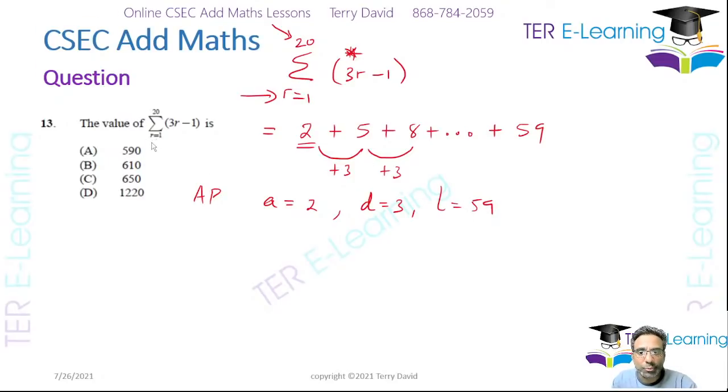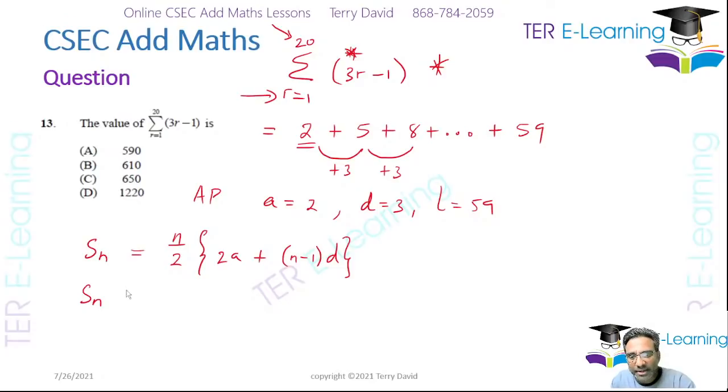So the question wants us to work out this whole summation. Remember, there's a formula to find the sum of the first n terms of an arithmetic progression. It's n over 2 into 2a plus n minus 1 multiplied by d. You can use that formula if you want. But I'm going to use a different formula, which is this. The sum of my first n terms is equal to n over 2 into a plus l, my first term and last term. And the reason why I want to do that is because I know my first term and I know my last term.